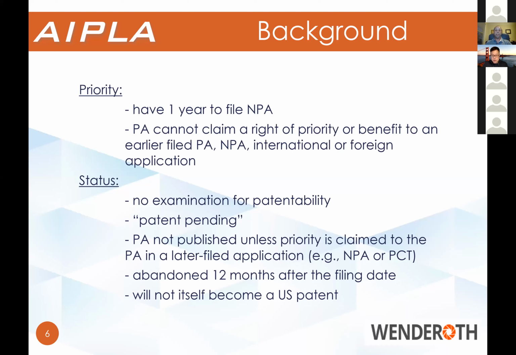After 12 months, the provisional application is abandoned. Even if a non-provisional is filed that claims priority to it, it's still abandoned after 12 months. And the provisional itself will not become a US patent.